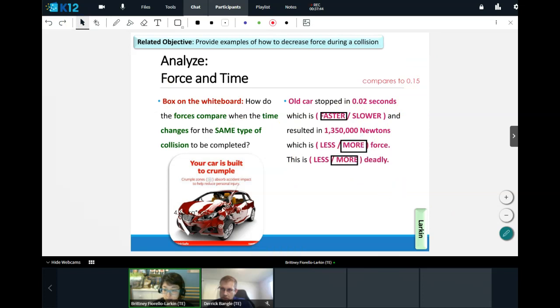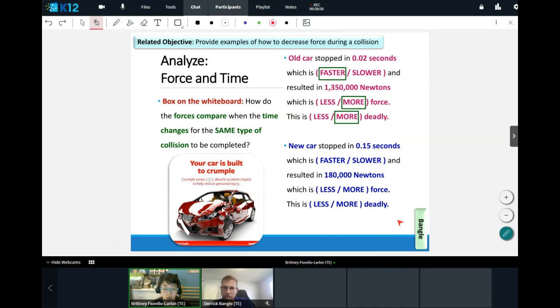Excellent. I see Cody up there. Angelina, go ahead and draw that up on the board for me. There we go. See Angelina up there. Awesome. Yes. So taking a look here, the old car stopped in a much faster time, and so it actually resulted in way more force, right? So it had less time, making it faster. So it had way more force and therefore was way more deadly.